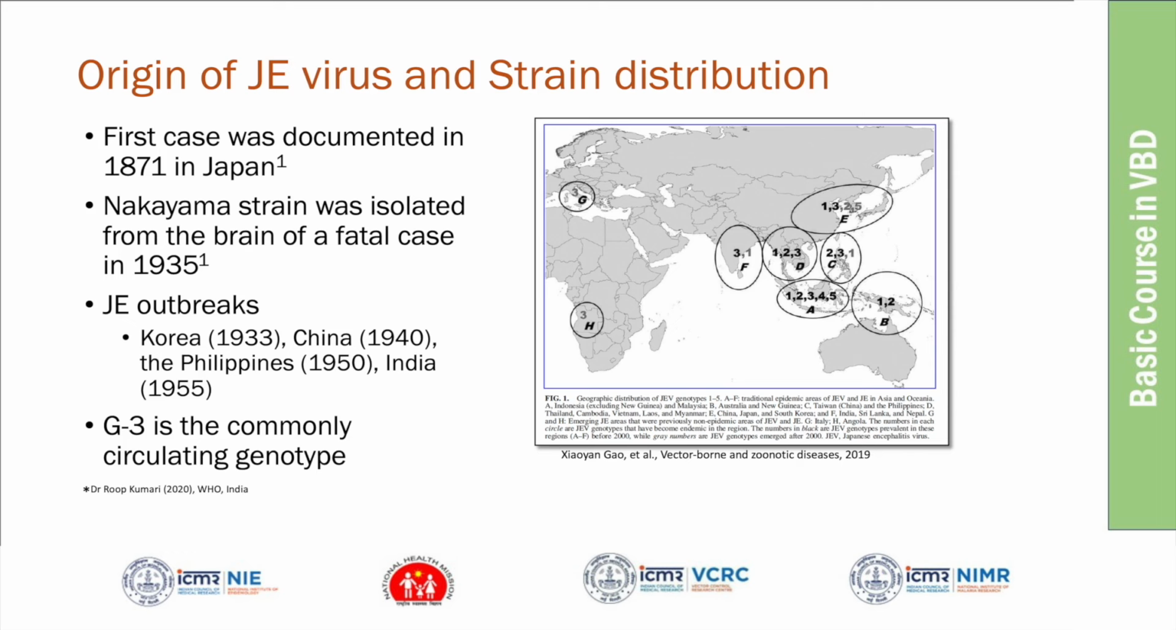However, the first strain isolated from a brain case was in 1935. That is where we knew that it was due to the JE virus. Even though the first case was documented in 1871, the case that happened around 1933, where we had the Nakayama strain, could be attributed to the JE virus. We had JE outbreaks in Korea, China, Philippines, and India between 1930 and 1955. And till date, G3 is the most commonly circulating genotype among the endemic countries.